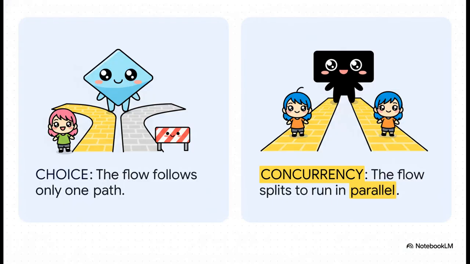And this brings us to a really crucial distinction. A decision node is all about making a choice. You have to pick one path. But what happens if you need to do multiple things at the exact same time? Well, that's where the fork node comes in. It's not about choice, it's about concurrency, splitting the flow so things can happen in parallel.